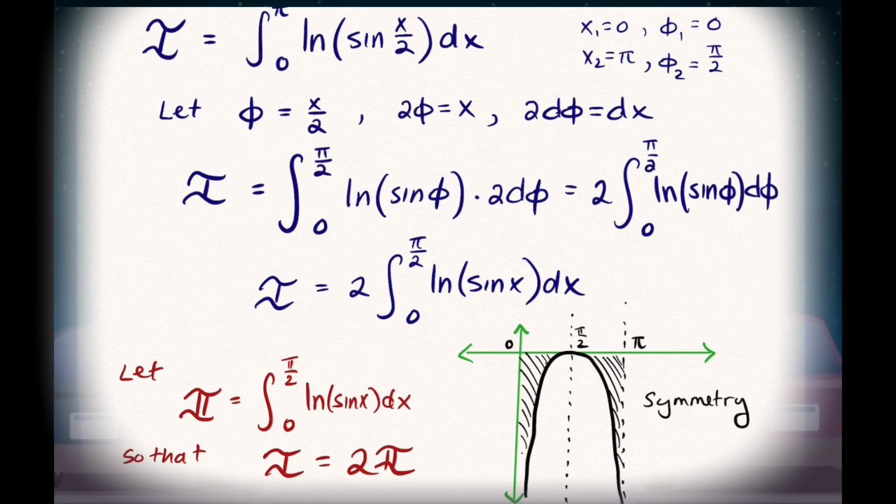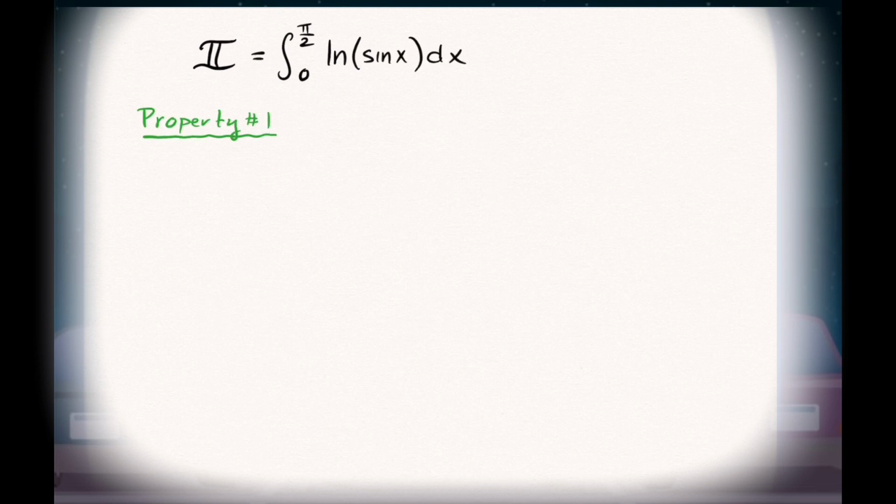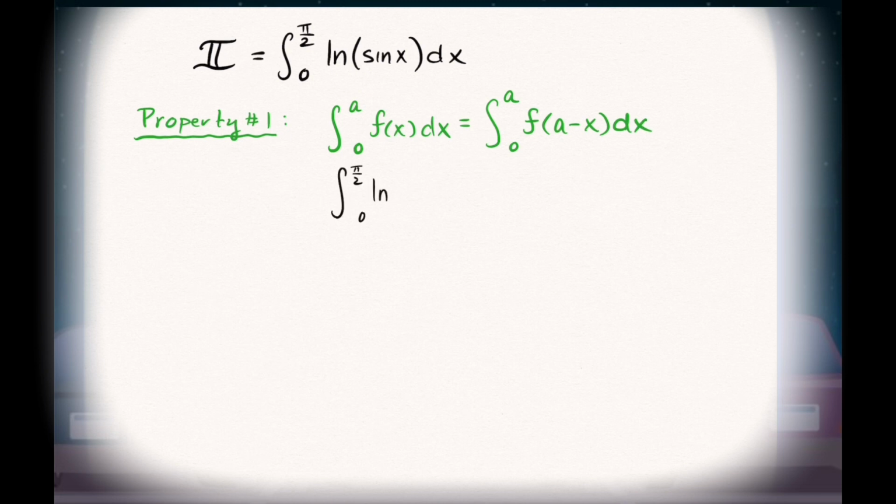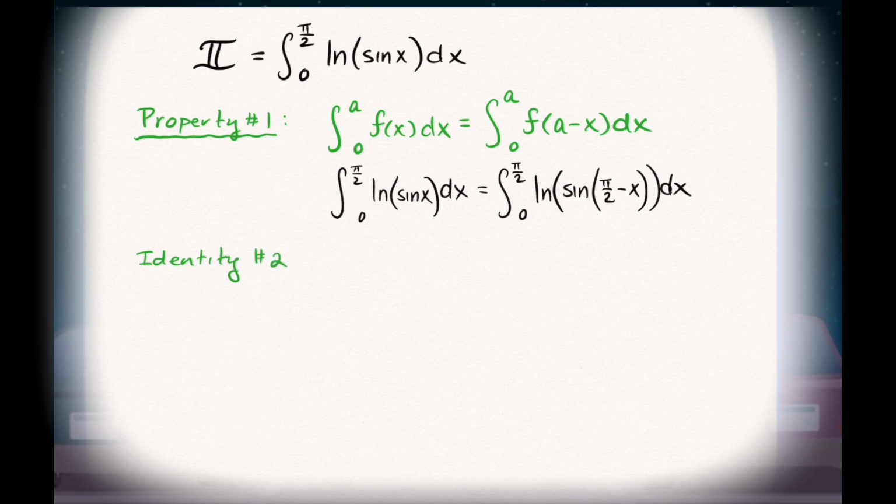So the next step would be then to look at a property that will be very useful. Here, let me write out double curly I here. 0 to pi over 2, natural log of sine of x dx. And we'll use the property that an integral from 0 to a of f of x dx is equal to the integral from 0 to a of f of a minus x dx. And here a is going to be pi over 2. And by doing that, the right-hand side of that equation might look familiar to you. Identity number 2.